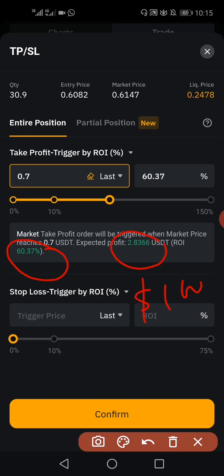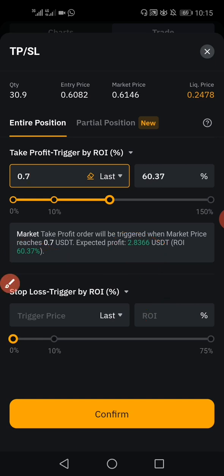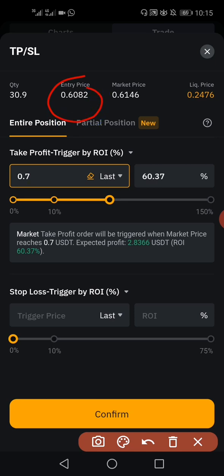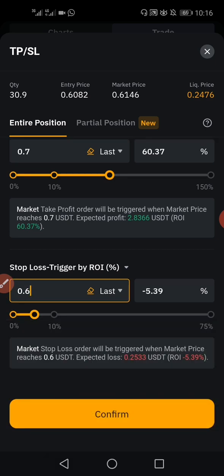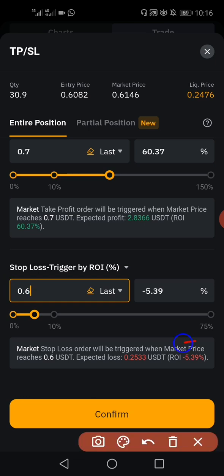Then if I want to set stop loss, I can decide to come here and say, okay, I don't want to lose more than 3% of my capital. Because I entered at 0.6082, once the price gets to 0.6, let me be removed from the trade so that I don't lose much of my capital. So I put 0.6, so I'll be losing just 5.39%, which is about 20 something cents of my capital, which is not much, if I decide to exit at this particular price. So that is what stop loss and take profit are.